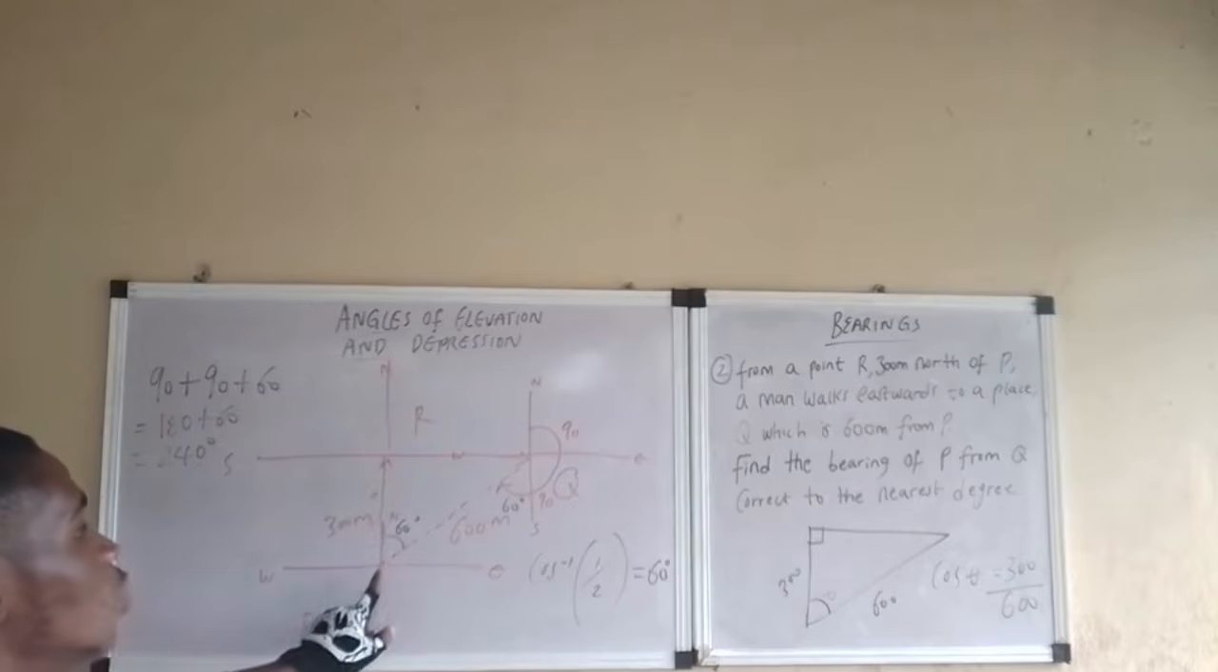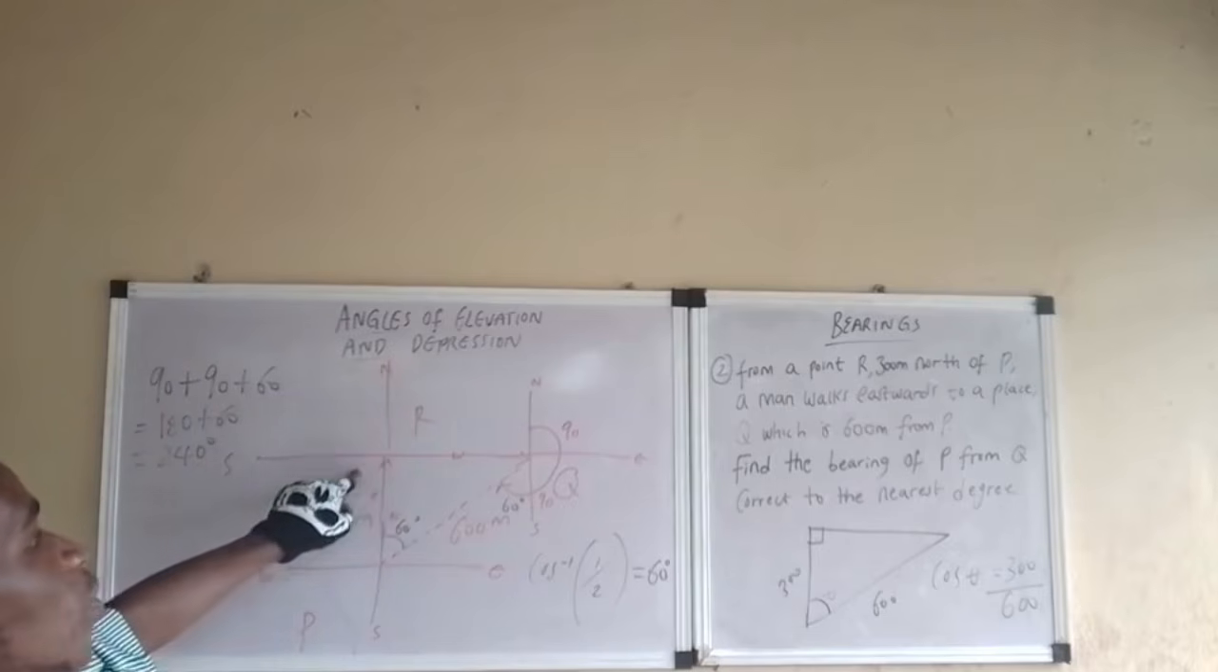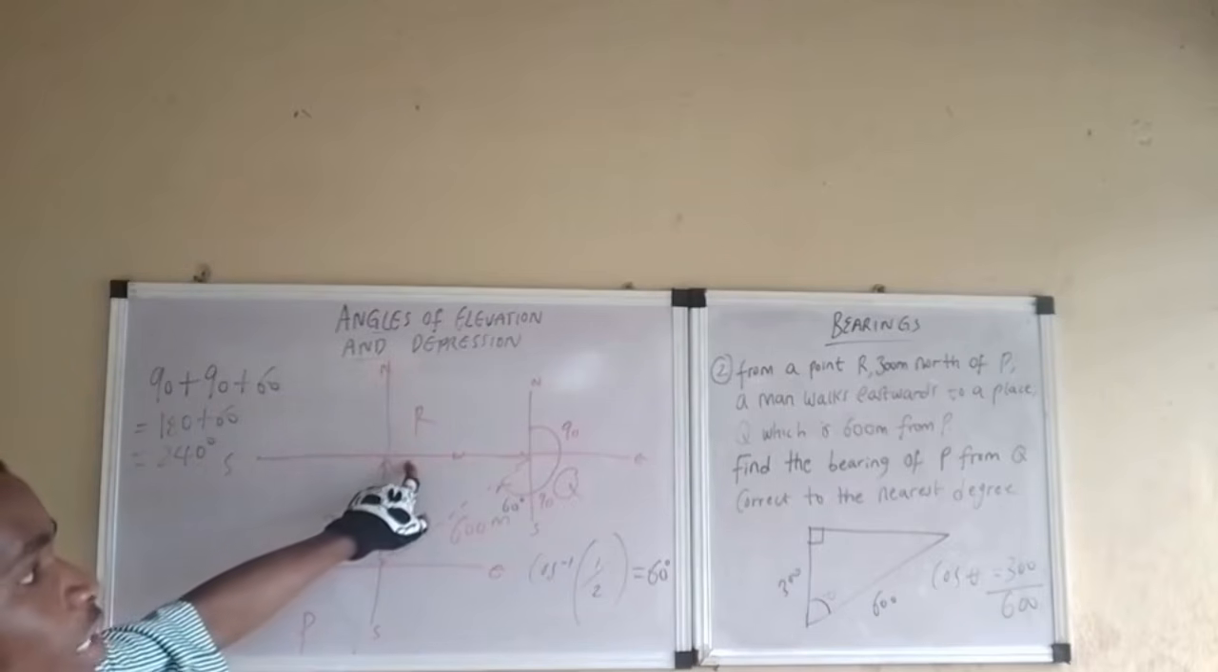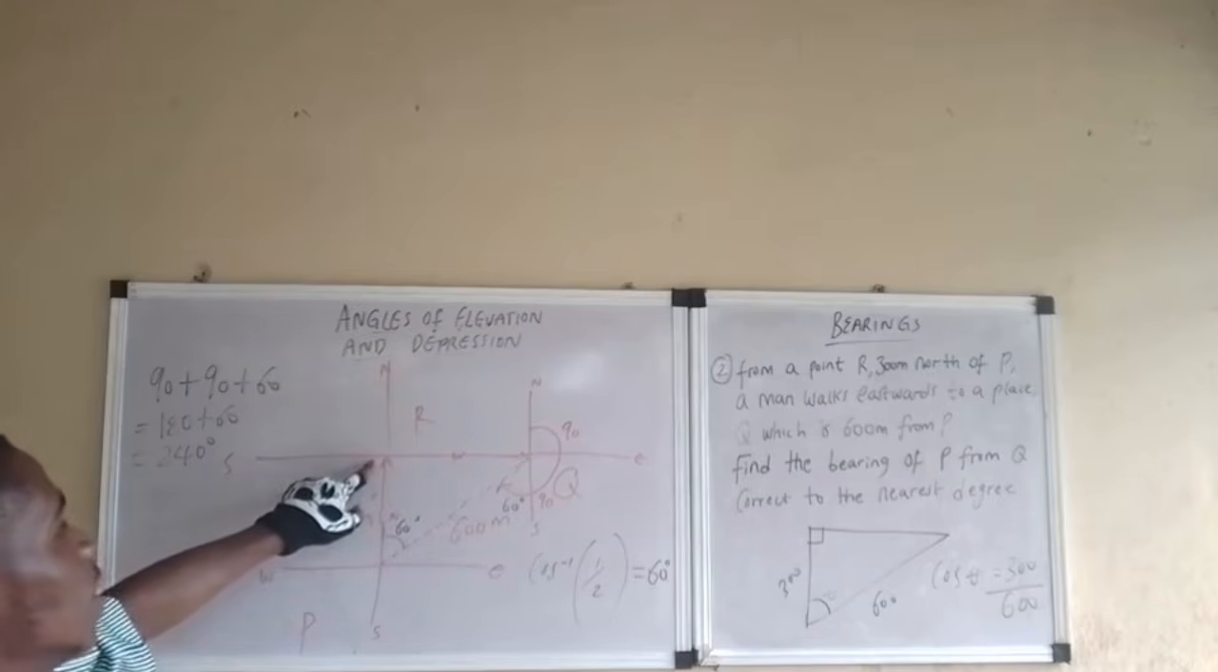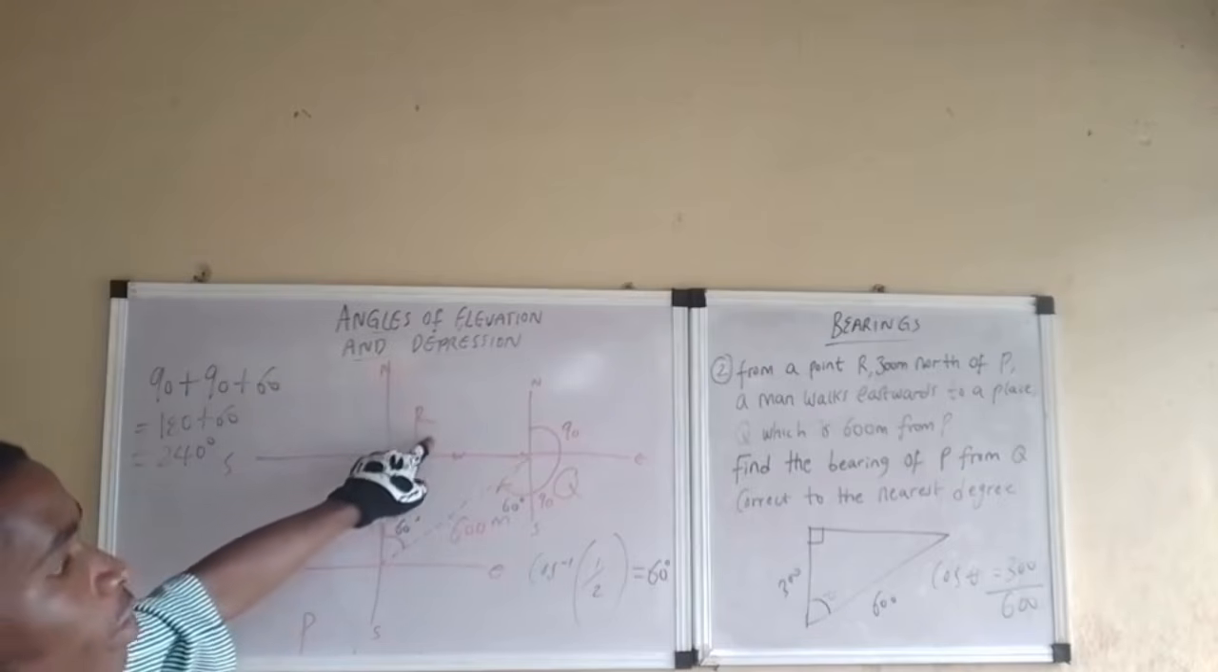We identified point P, we did 300 meters from north of P. That is where point R starts from. Do you understand? Point R starts from what? 300 meters north of P. This is point R. Do you understand?